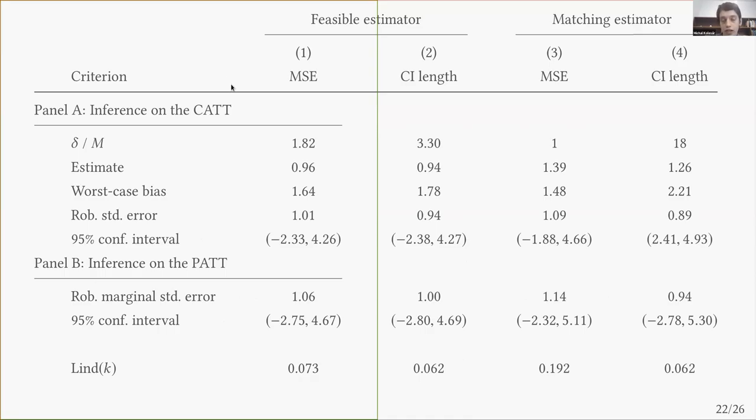Just to give you a comparison, this table is reporting results for the optimal estimator under this feasible implementation, where I replace the unknown conditional variance with an estimate, and for a matching estimator, where the number of matches is chosen optimally for a given criterion, just like choosing this bandwidth-like parameter delta for the optimal estimator. For the matching estimator, it turns out that matching with a single match is best for the mean squared error, and matching with 18 matches is best for confidence interval length, for instance. So the matching estimates are a little bit higher than our estimates, of the order of $1,400 for the treatment effect.